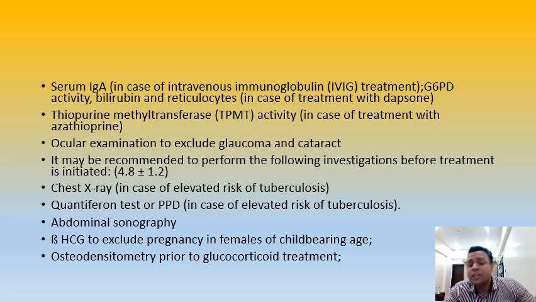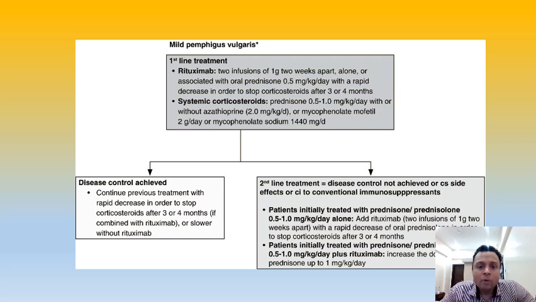That is called osteodensitometry, done prior to treatment, because the patient is going to be on chronic steroid. This is very, very important. So this is how we plan to start the treatment. First is the severity: the patient is divided as mild, moderate or severe pemphigus vulgaris.